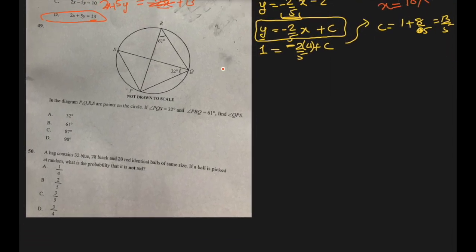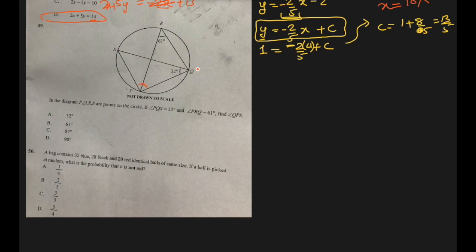Welcome to another circle theorem question. In the diagram, P, Q, R have points on a circle. PQS is 32. PQS, I'm verifying because in one of the questions they had written something else and the drawing was something else. PRQ is 61. Find QPS. QPS, this one.